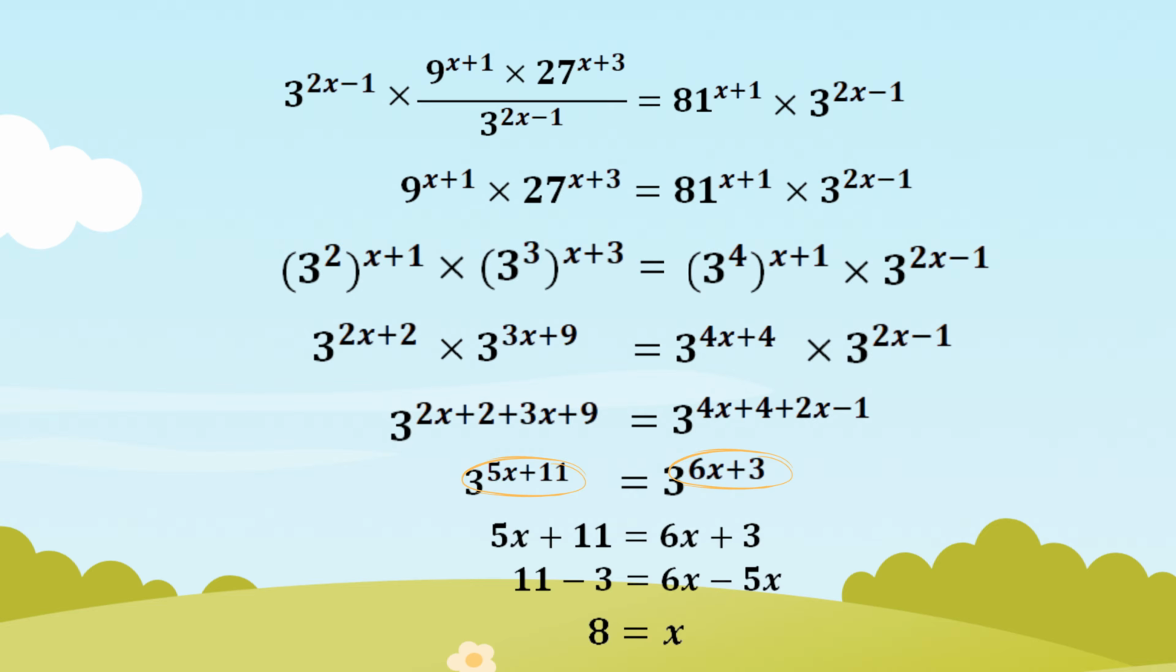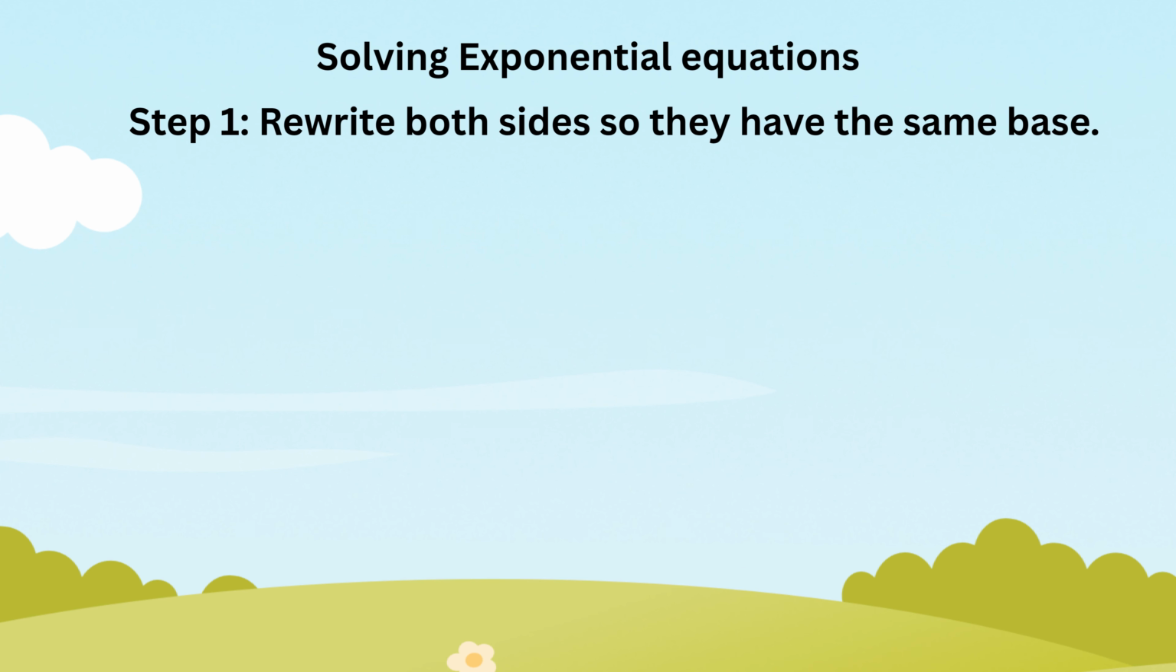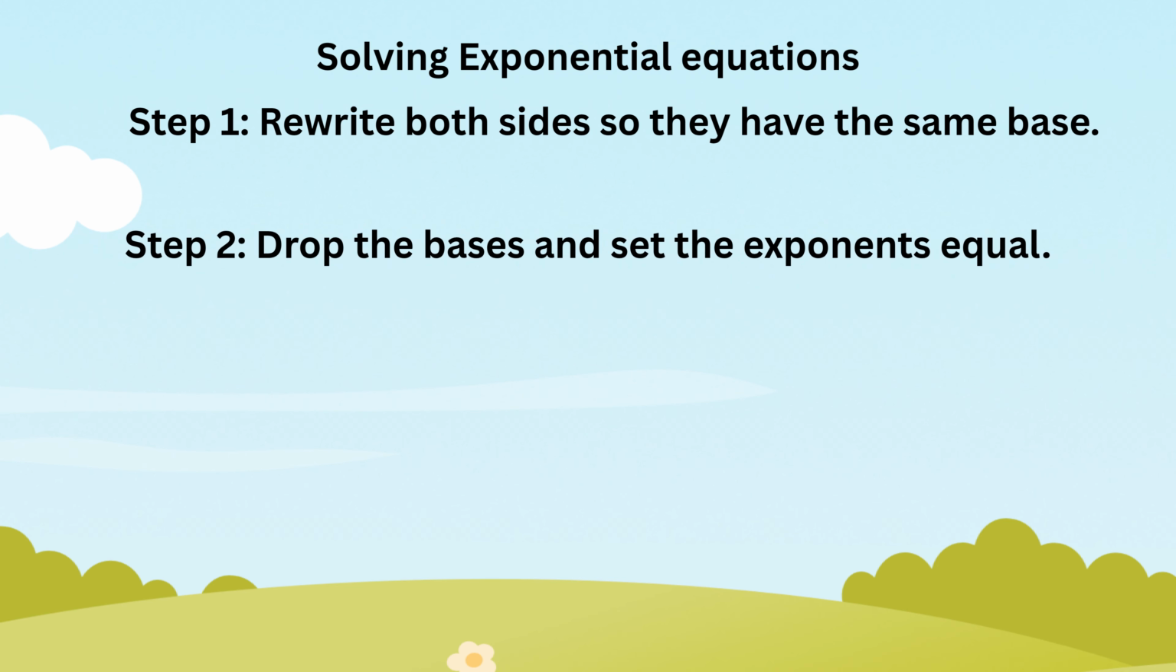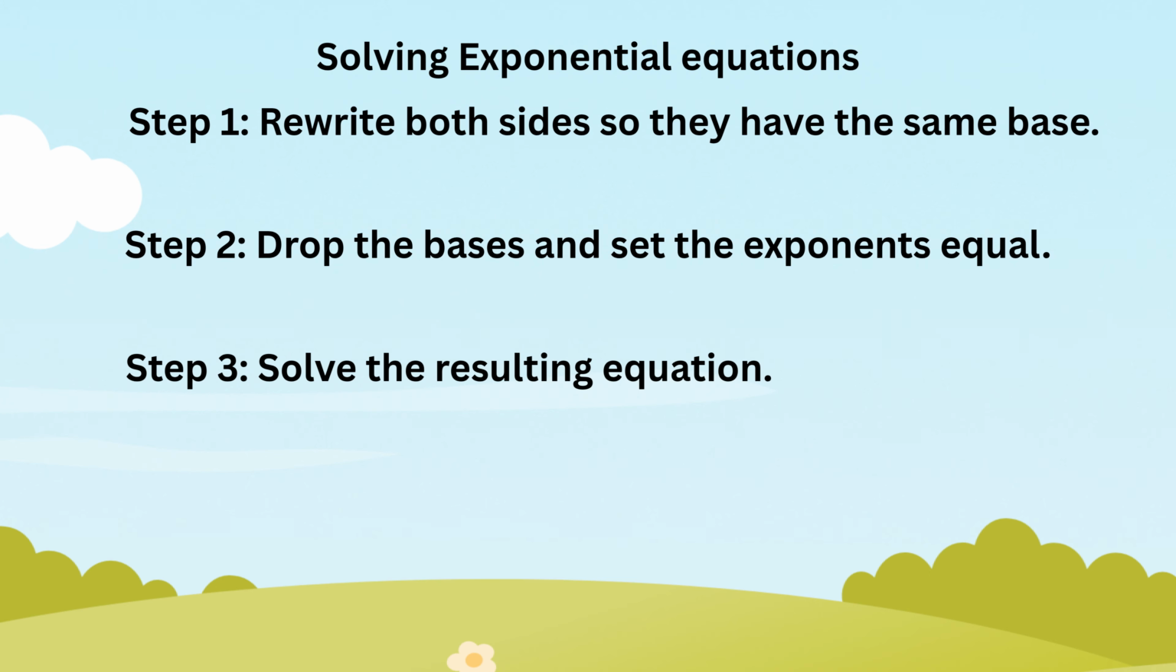So today we learned an extremely useful rule for solving exponential equations. Step 1. Rewrite both sides so they have the same base. Step 2. Drop the bases and set the exponents equal. Step 3. Solve the resulting equation. This method works beautifully whenever the bases can be rewritten to a common base.